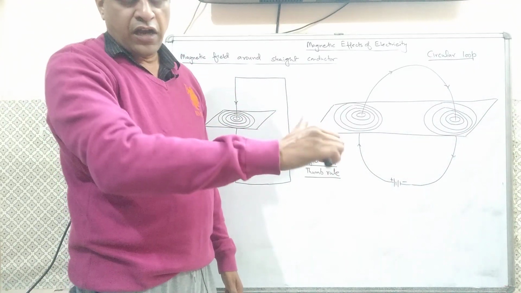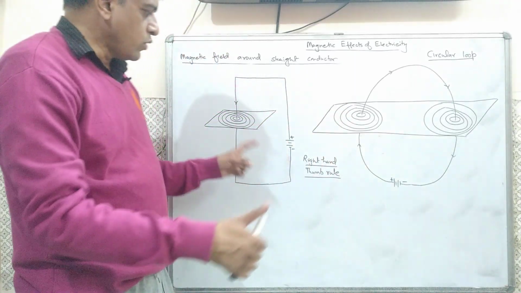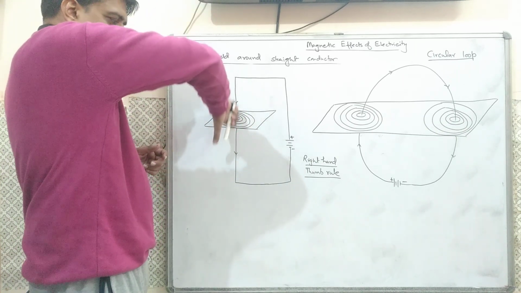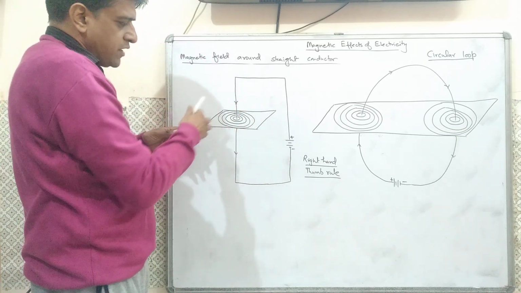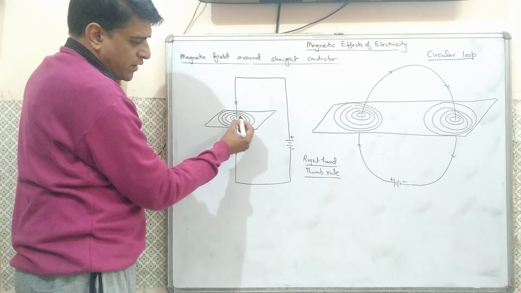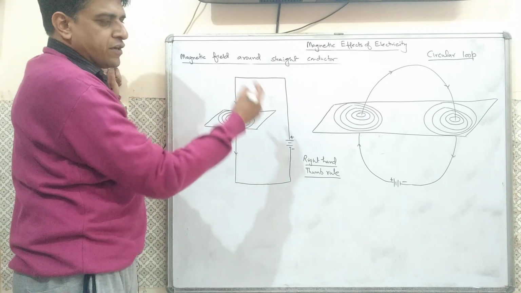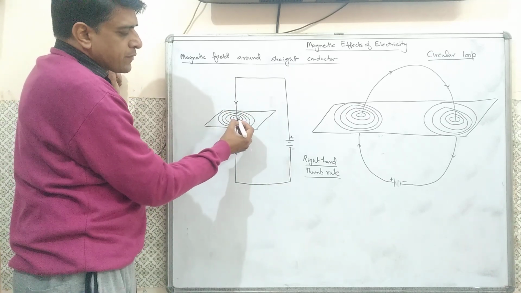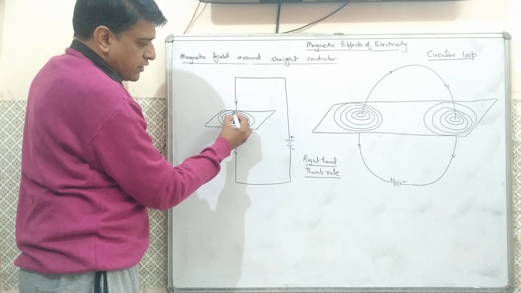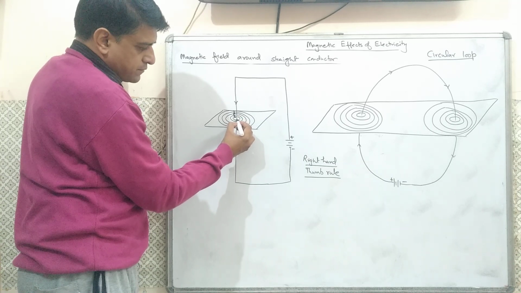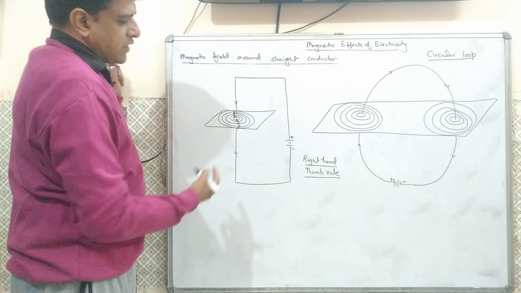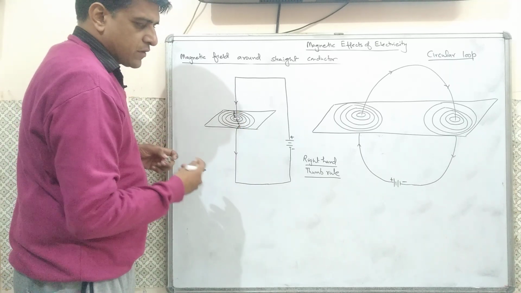Now apply this right hand thumb rule in this given diagram. You will find the direction of current is downward. That means the direction of the magnetic field will be clockwise, and clockwise means according to the direction of the hands of the clock, and the hands of the clock always move in this direction. And this is called the clockwise manner.